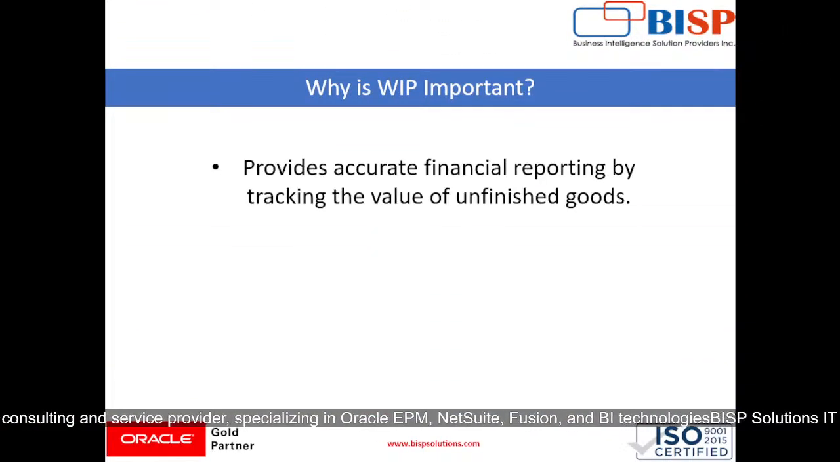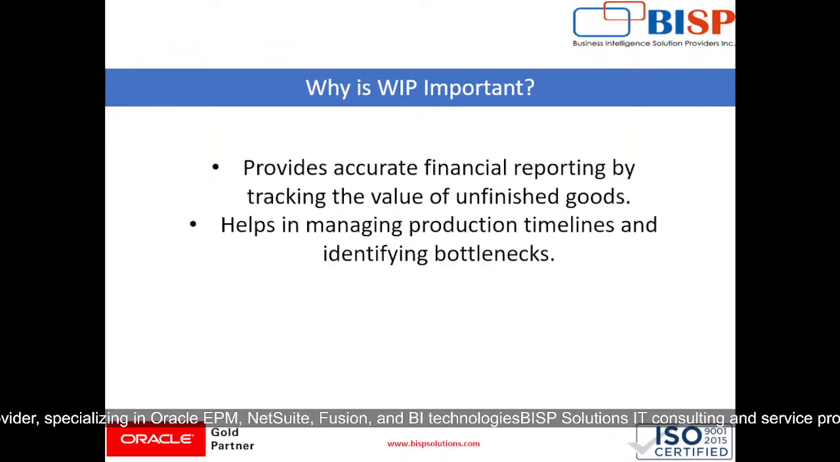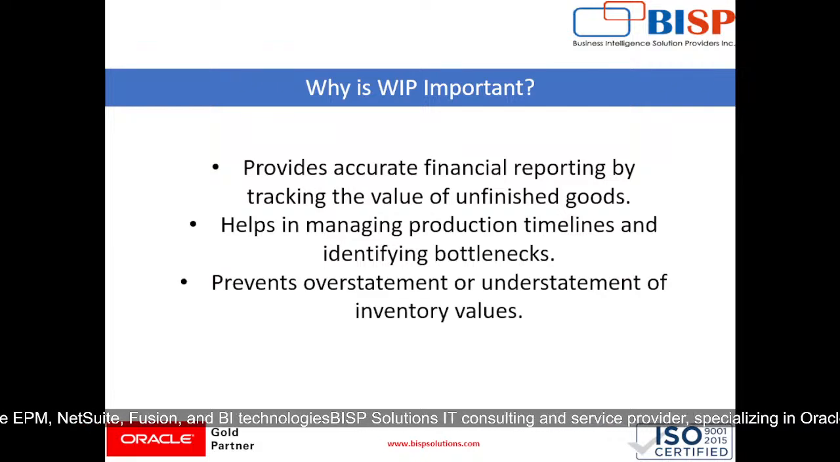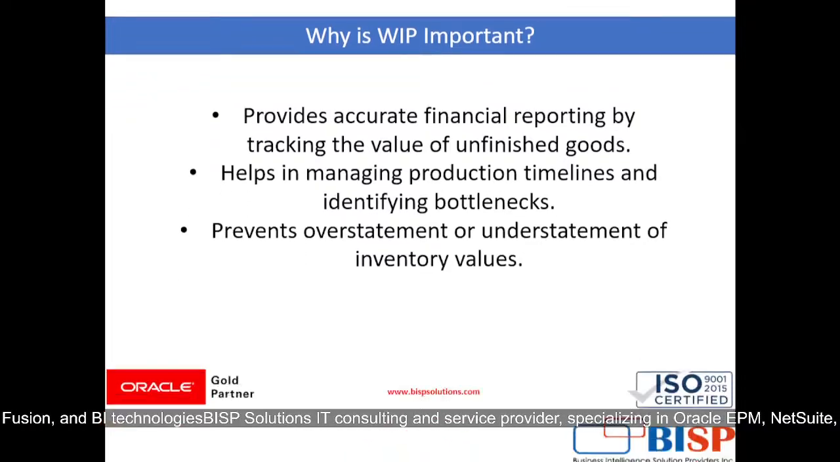Next is why is WIP important? Because it provides accurate financial reporting by tracking the value of unfinished goods. It helps in managing production timelines and identifying bottlenecks, and it prevents overstatement or understatement of inventory values.